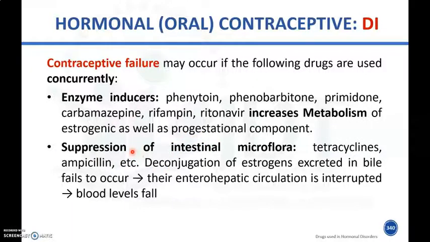Now another mechanism is suppression of intestinal microflora. If you are using antibiotics like tetracycline and ampicillin, they will interfere with the deconjugation of estrogen excreted in the bile, which may fail to occur. This is a method of metabolism of estrogen. So this deconjugation of estrogen may fail, their enterohepatic circulation is interrupted and thereby their blood level may fall. So it may also lead to failure of contraceptive pills.